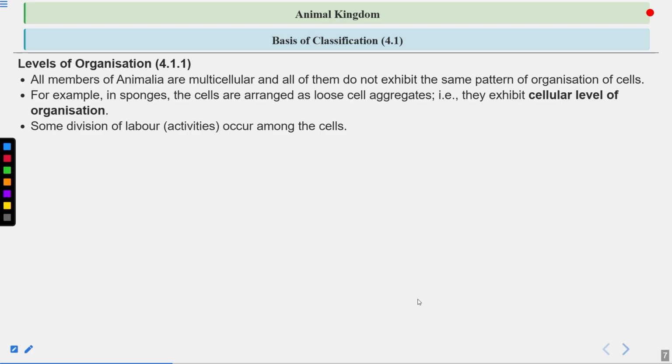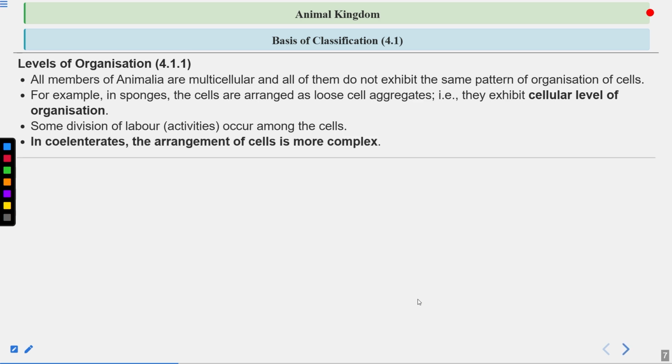Some division of labor among the cells we see, like in the case of a cell itself, there is a nucleus, there are mitochondria. The nucleus function is very specific, and the mitochondria produce energy. So in the cells also we see some division of labor, right? Among the cells, there are a number of cells and different types of cells. Every cell is responsible for a particular function. So that is why it is mentioned here that some division of labor or activities we see in the case of cells.